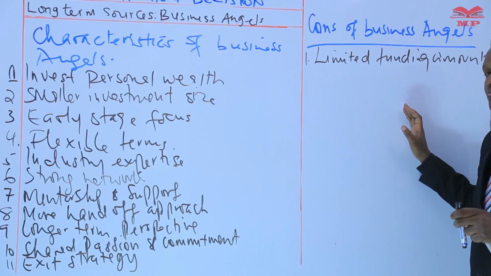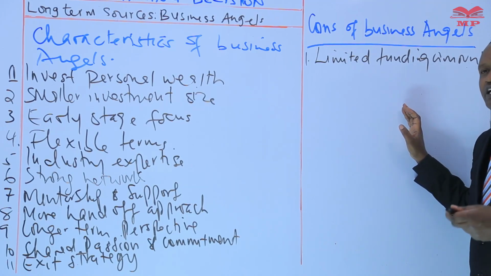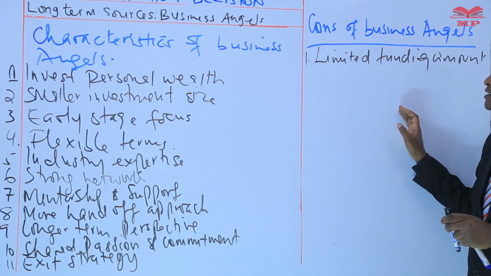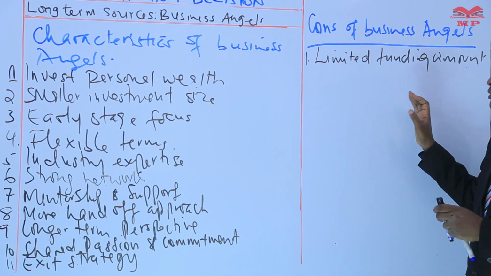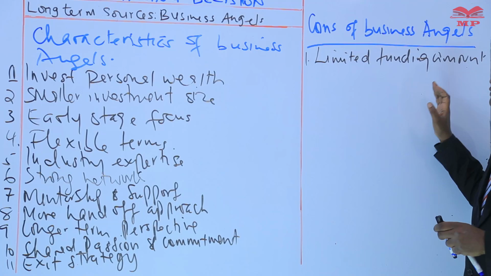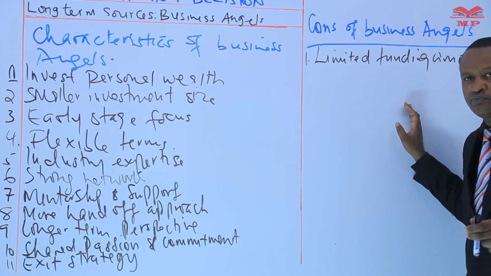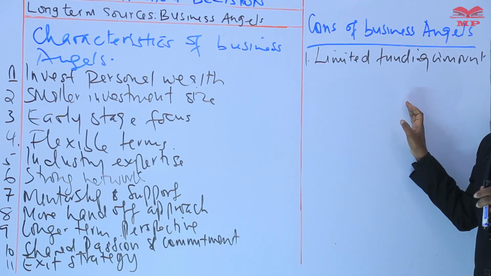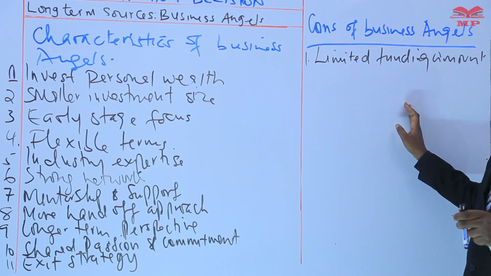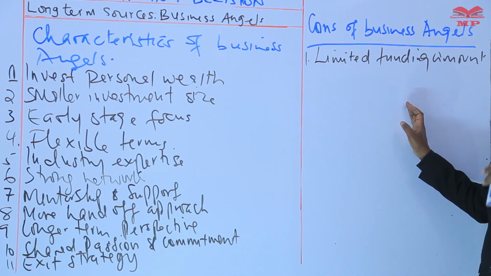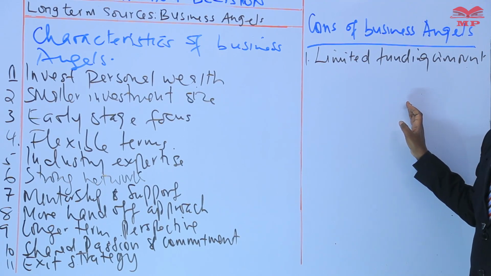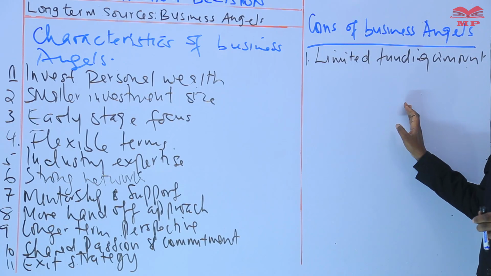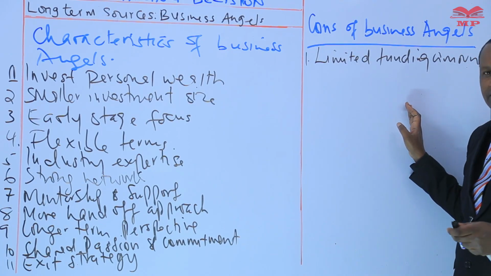Money advanced by venture capitalists is money from institutional investors, and such amounts can be huge compared to money received from business angels. So business angels typically invest small amounts compared to venture capitalists, and that cannot be enough for companies requiring significant capital for rapid expansion or large-scale projects.